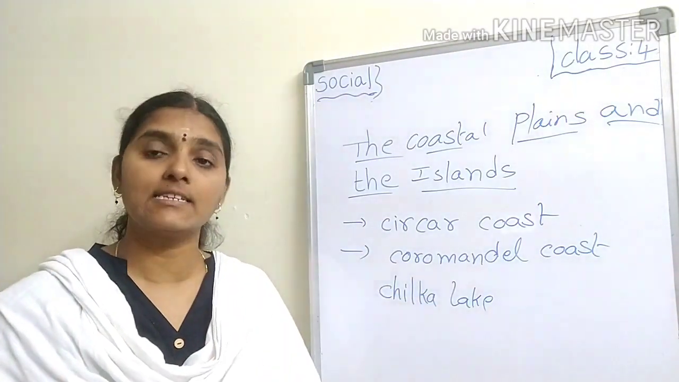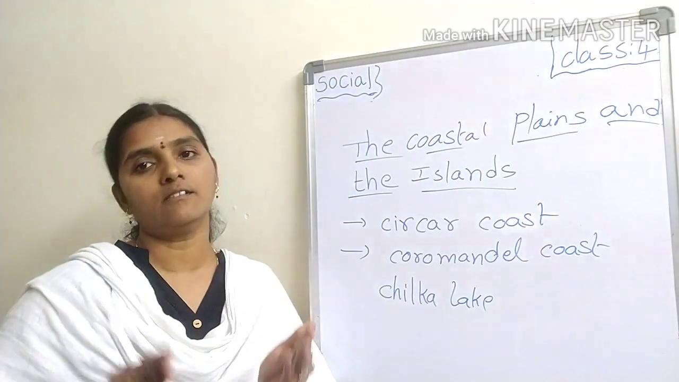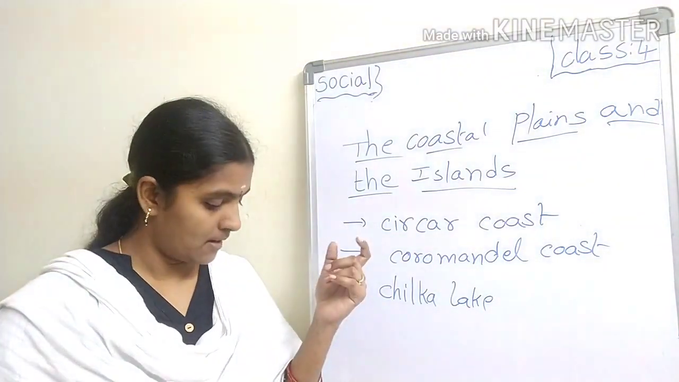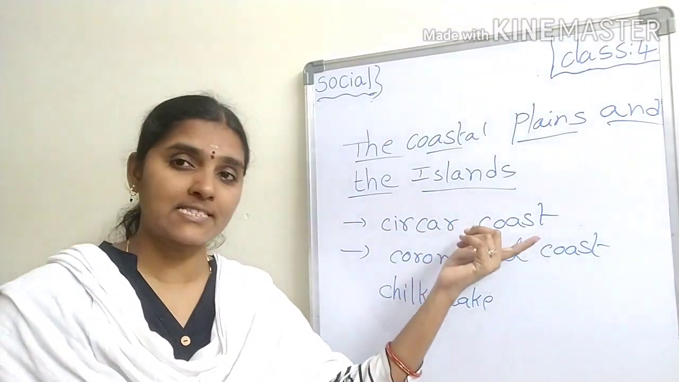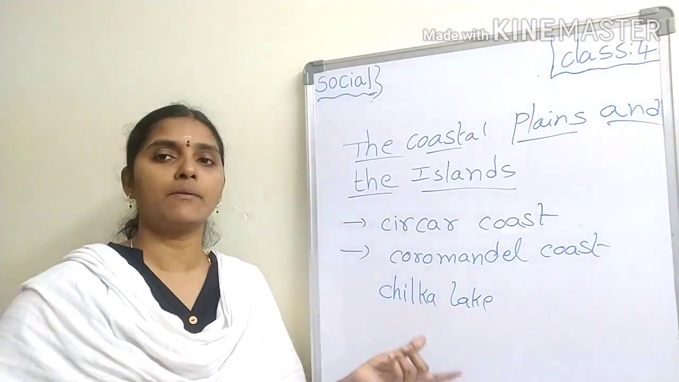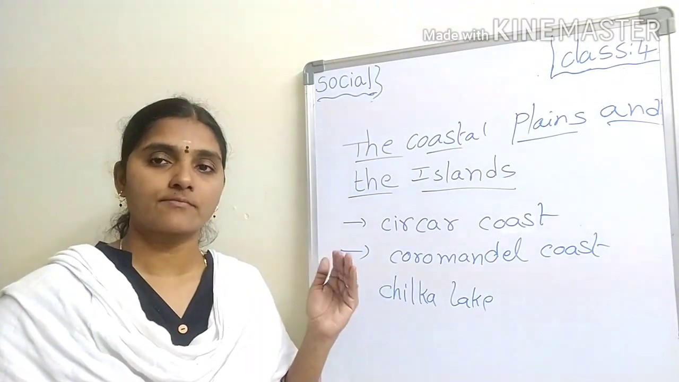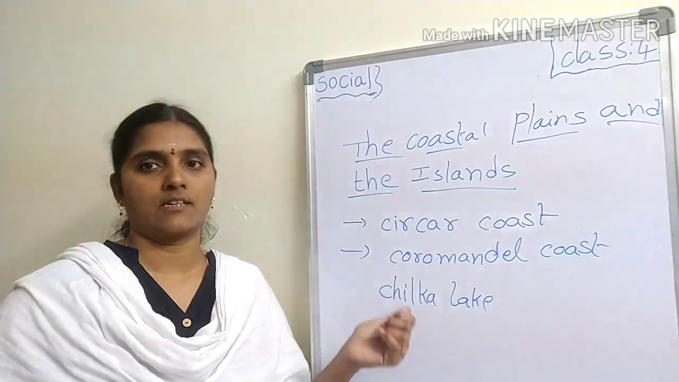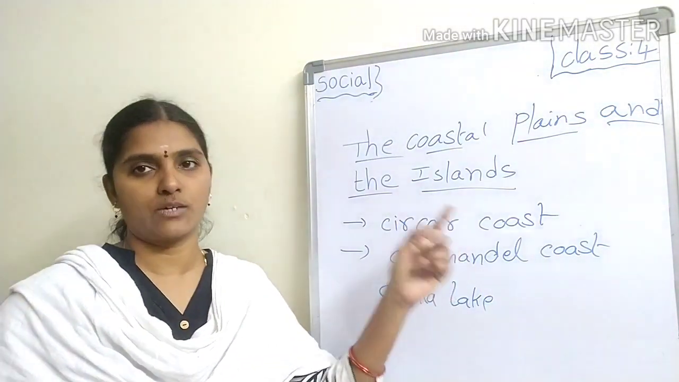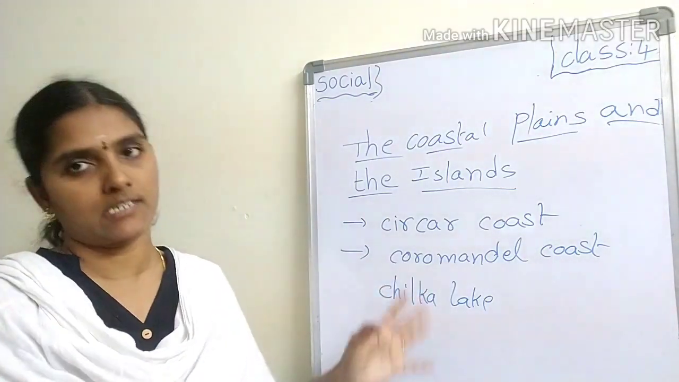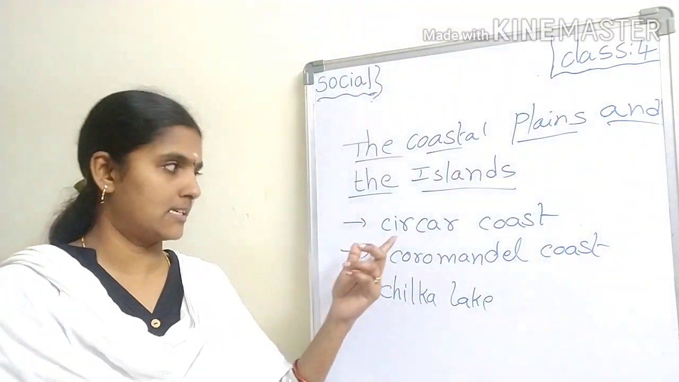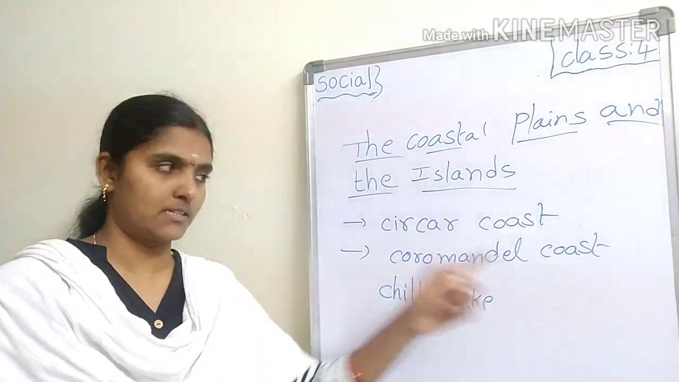First, the eastern coastal plains. The eastern coastal plains are a wide stretch of land that stretches from West Bengal in the north to Tamil Nadu in the south. Understood? It lies between the Eastern Ghats and the Bay of Bengal. Tamil Nadu, Puducherry, Andhra Pradesh, Odisha and West Bengal lie along the eastern coastal plains, which have two parts. One is the Sarkar Coast, another one is the Coromandel Coast.